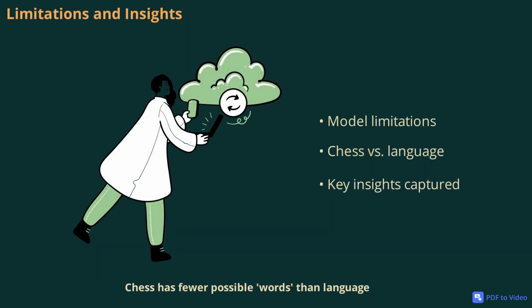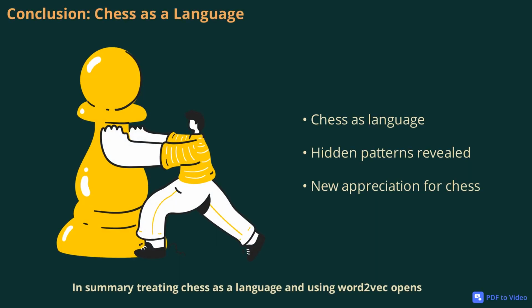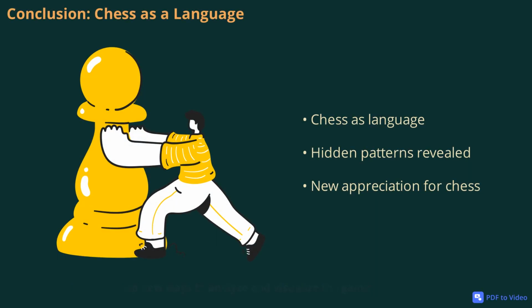Chess has fewer possible words than language, and the board's constraints limit the diversity of possible moves. Still, the models capture important aspects: the stage of the game, piece color, and typical move destinations. Even without knowing the full position, the sequence of moves alone reveals much about the flow and meaning of a chess game.